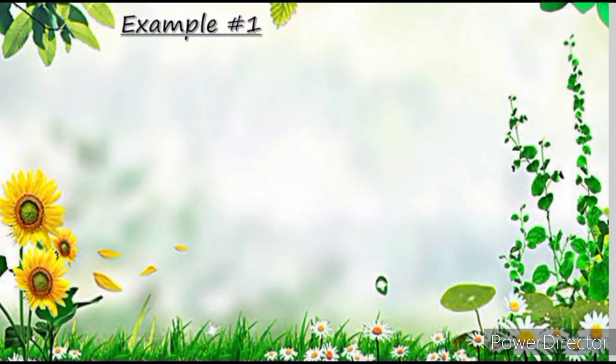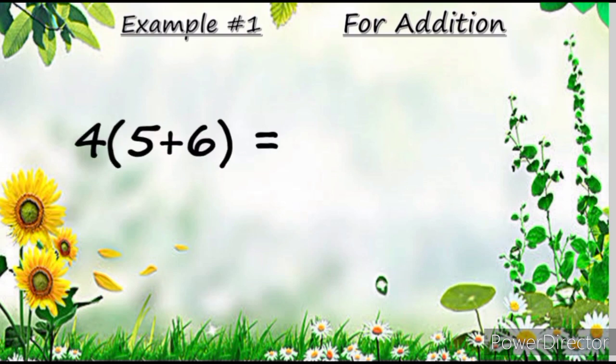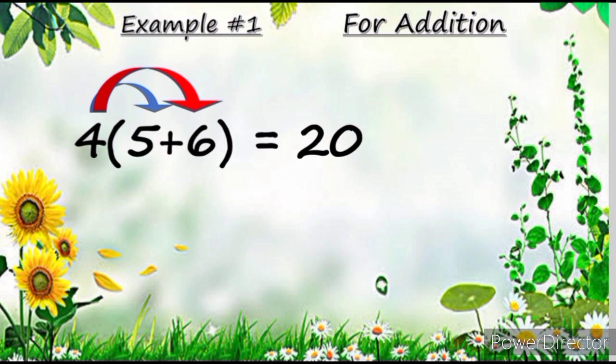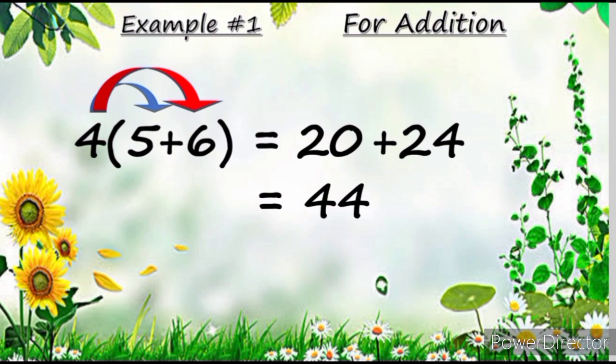Example number 1. And this is for addition. The sum of 5 and 6 multiplied by 4. First, multiply 4 by 5. The product is 20. Now 4 times 6. That is equal to 24. The sum will be 44.